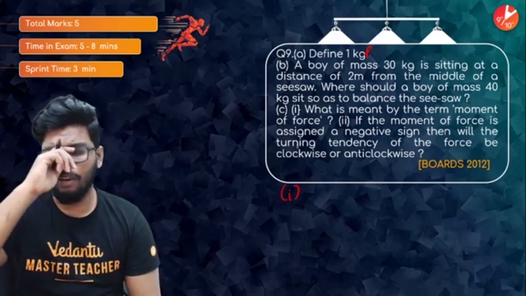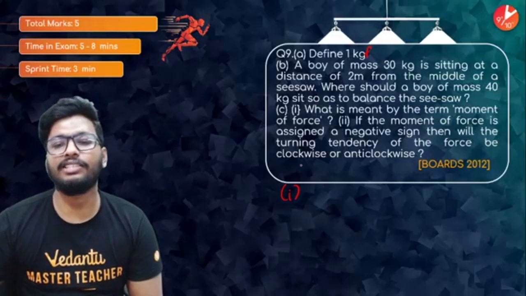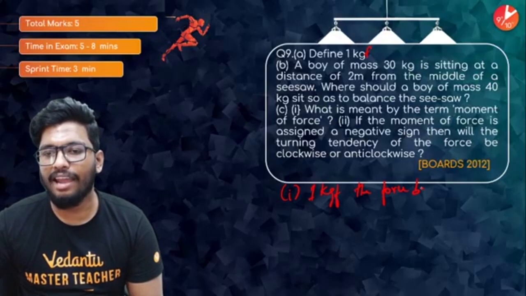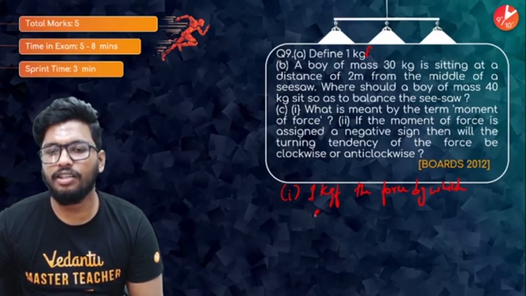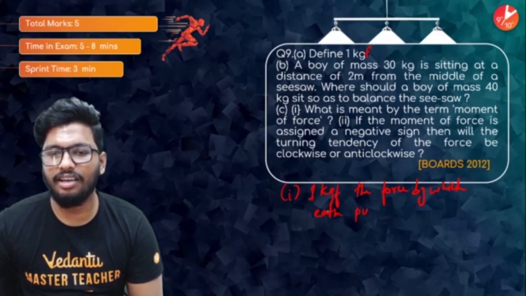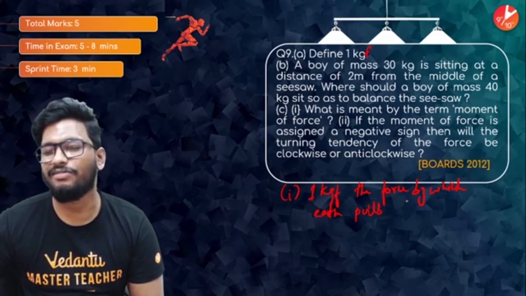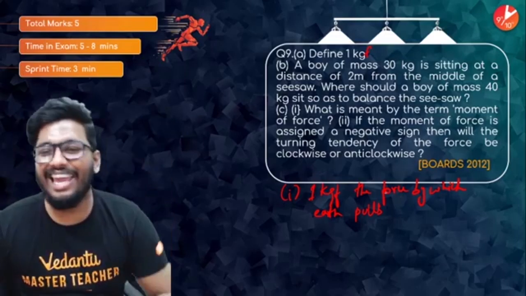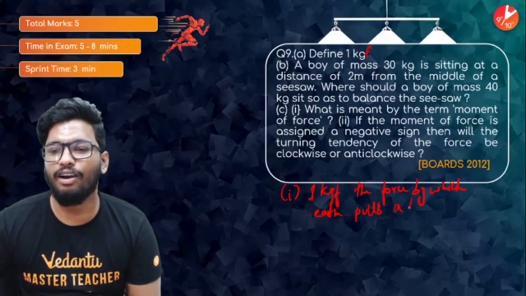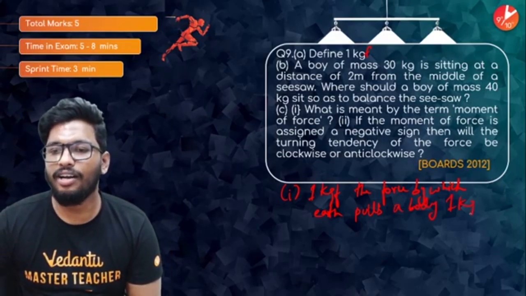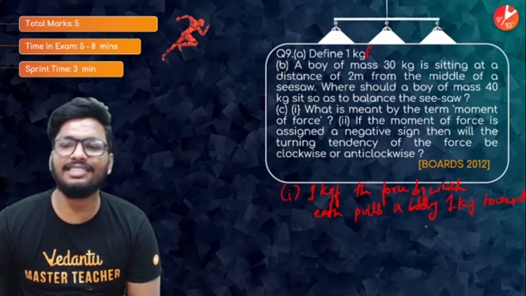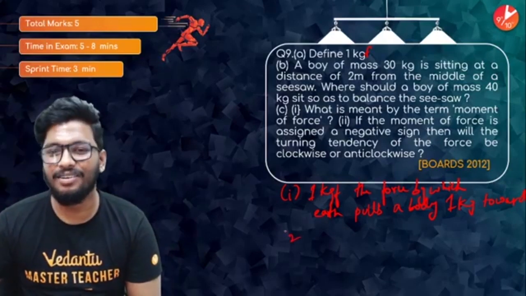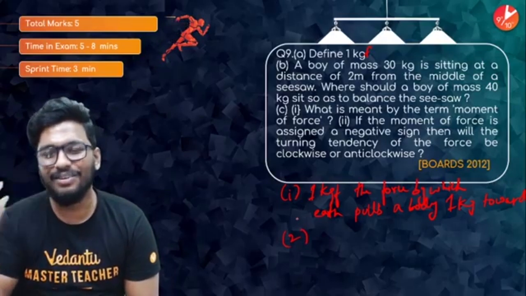Define what is 1 kgf. 1 kgf is nothing but the force by which the earth pulls a body of 1 kg towards itself, or towards its center. I know my handwriting is very untidy, but don't worry, guys, you can download the notes. The printed one will be there. That is 1 kgf. It's another unit for weight; in other words, it's nothing but weight itself.